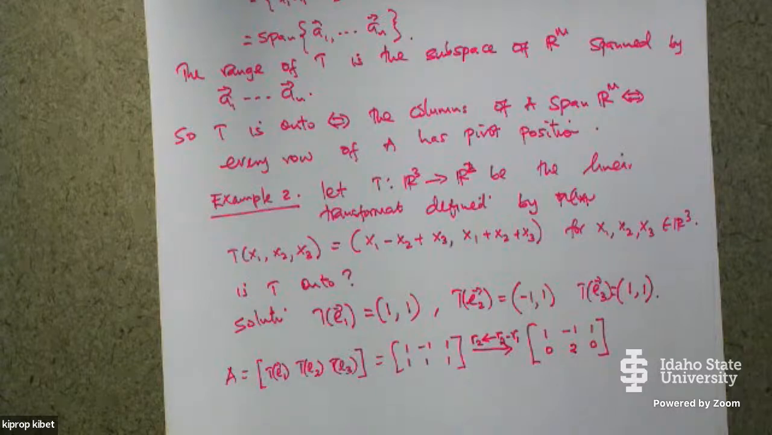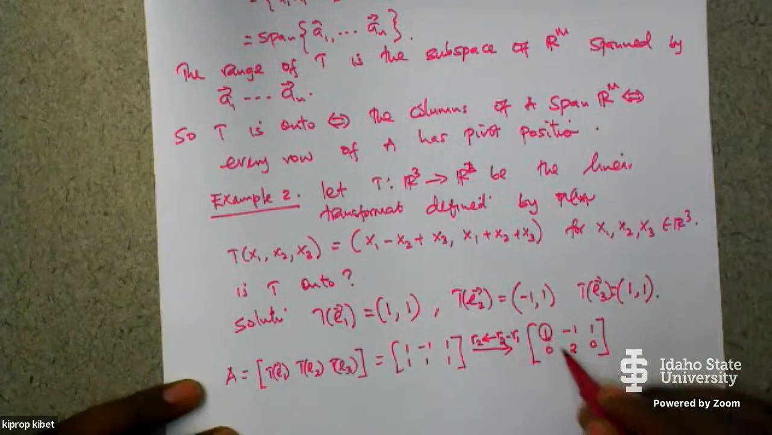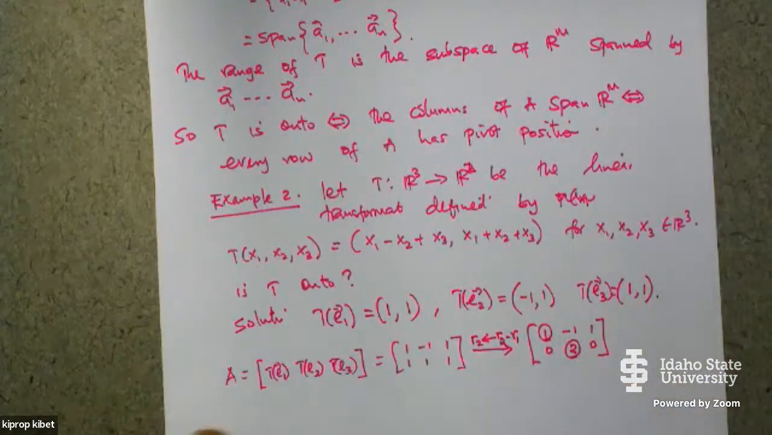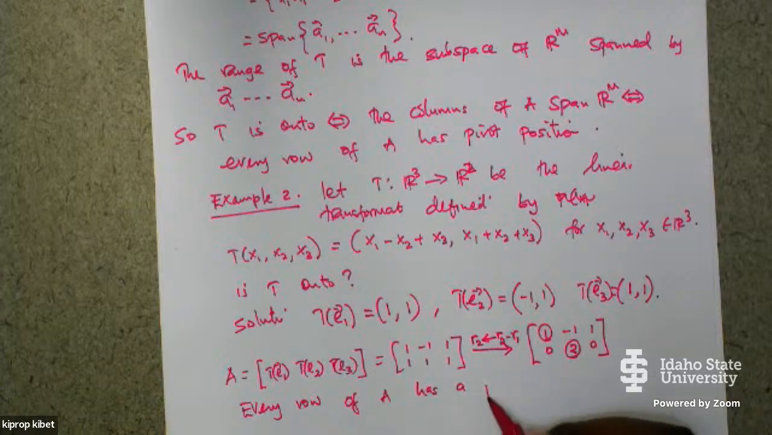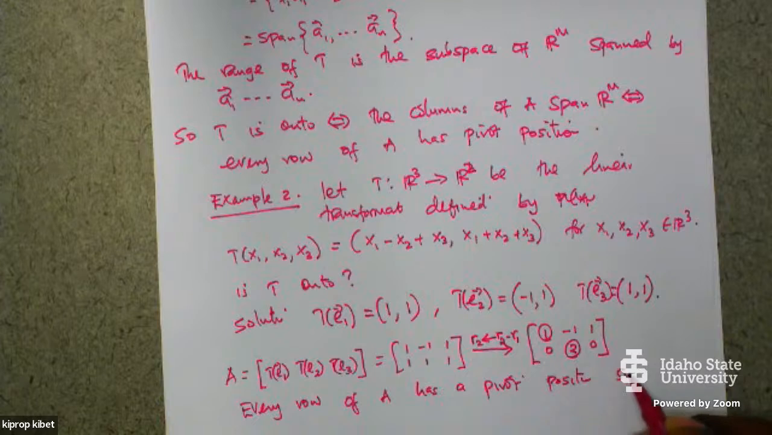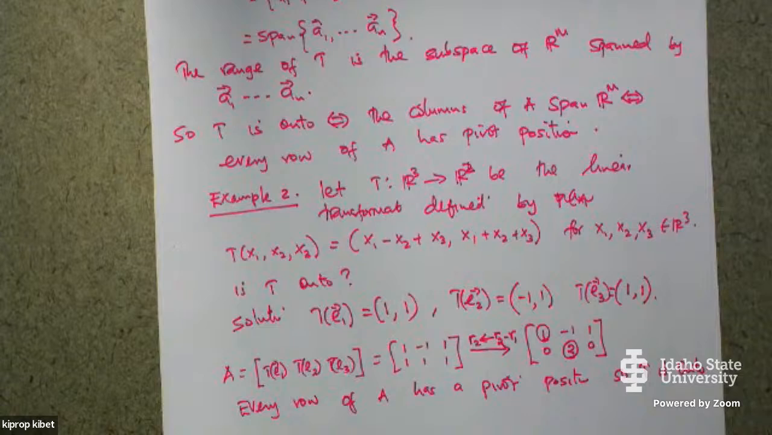So what can we see there? We have pivot positions in each of the rows. So this row has a pivot position here. This one has a pivot position there. So we can say every row of A has a pivot position. So T is onto.